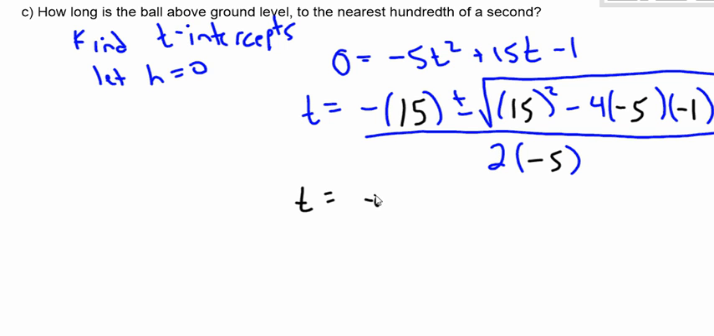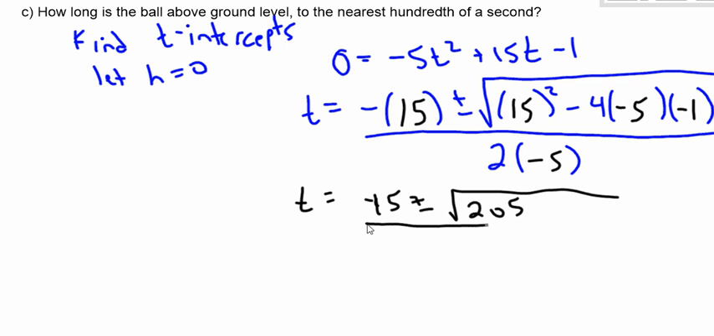Negative 15 plus or minus, and then this is a good calculator moment. So 15 squared. Should have calculated this in advance, and now you get to wait while I type stuff into my calculator. So 15 squared minus bracket 4 times negative 5 times negative 1, close bracket. So that's 205 under the square root sign, and the bottom of the fraction is negative 10.